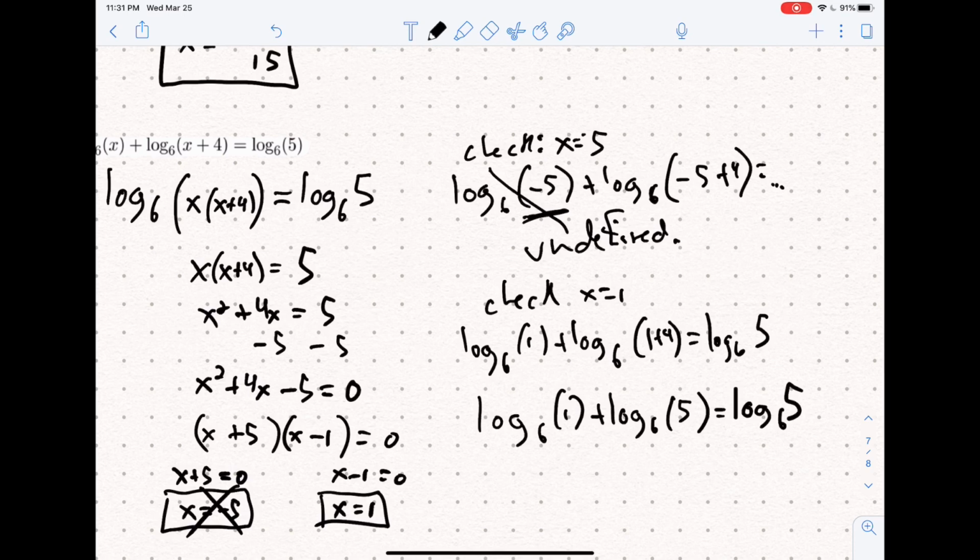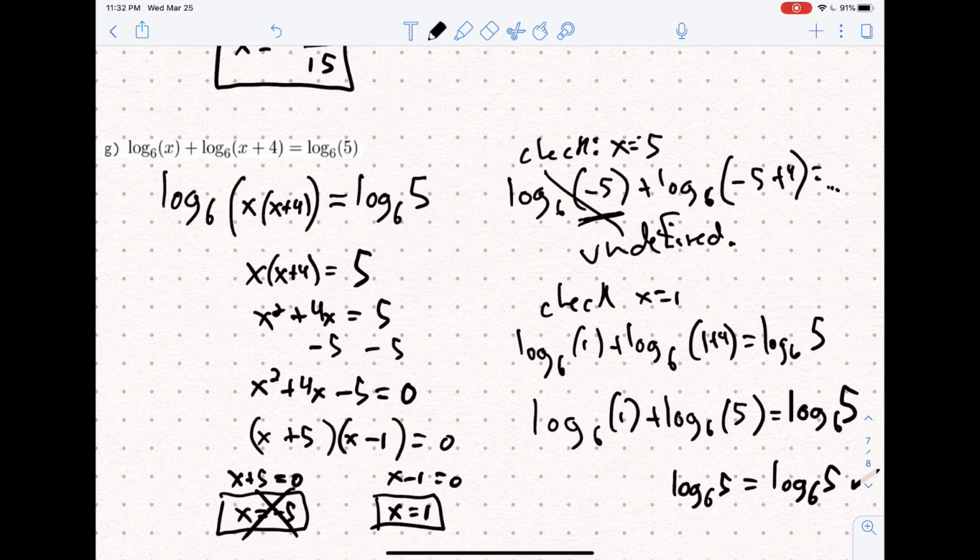Now, there's different ways that you can complete this from here. We could combine these together, and we would multiply the 1 times the 5 and get log in base 6 of 5 equals log in base 6 of 5. That would work. Another way to do it is just to notice that the log in base 6 of 1, the log of anything in any base of 1 is always 0. So this term is 0. And either way we do that, we get on the left-hand side the log in base 6 of 5, and on the right-hand side the log in base 6 of 5. So that means that our final answer for part G is just this guy, x equal 1.